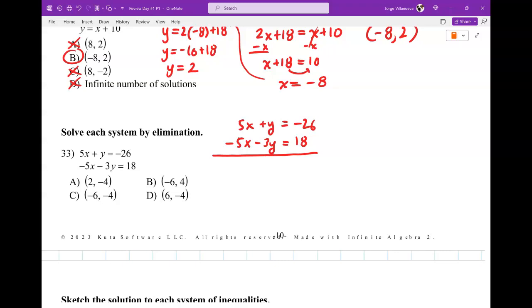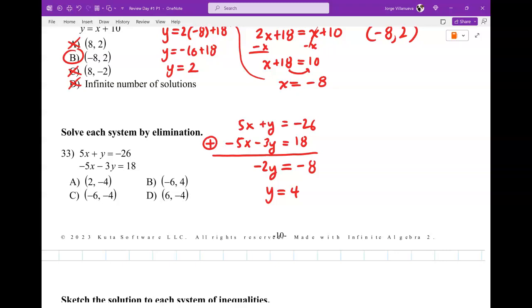So I'm going to just add. Let's see what happens. Okay? 5x plus negative 5x, well, that's 0. And y plus negative 3y, that's negative 2y. Negative 26 plus 18, that's negative 8, right? Okay, now I'm going to divide both sides by negative 2. That gives me y equal to 4. So I actually know what my answer is now. Which one is it? It's B, because all the other ones are negative 4s, unless I did this wrong, but I don't think I did.